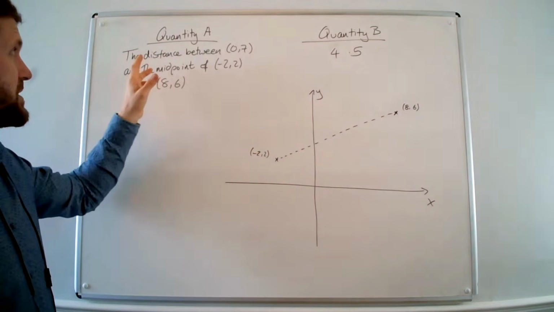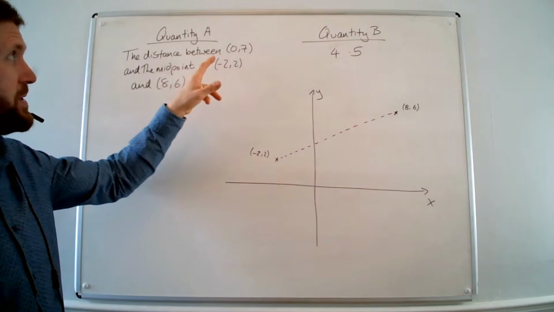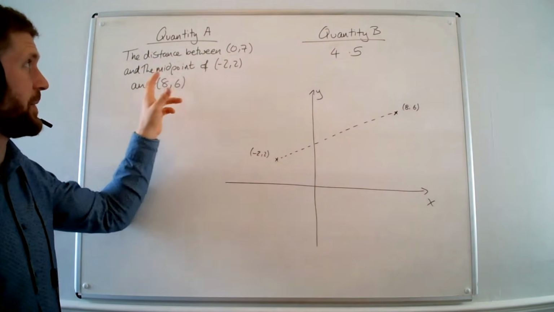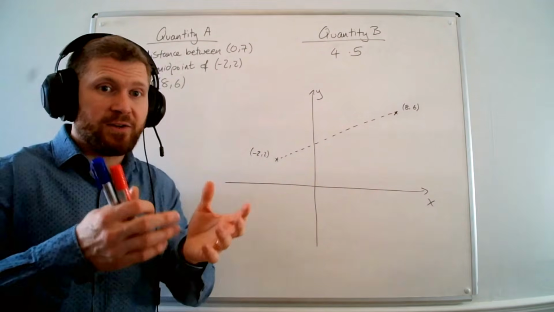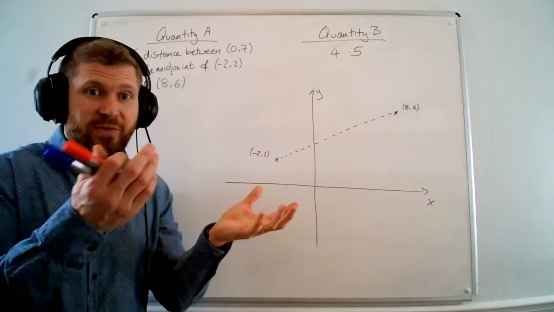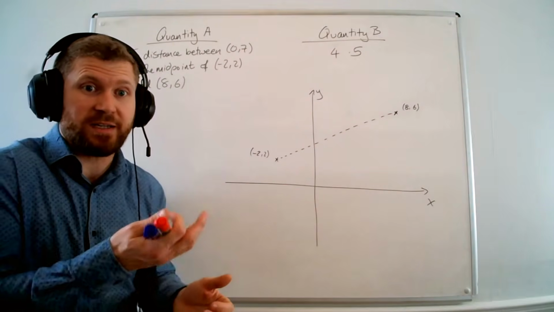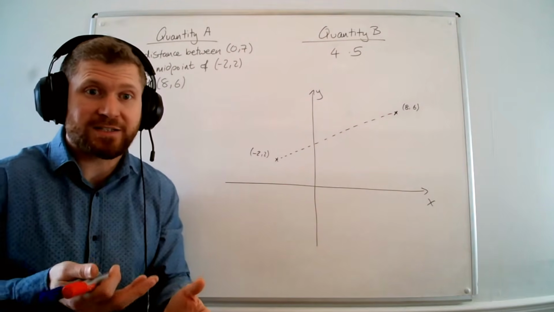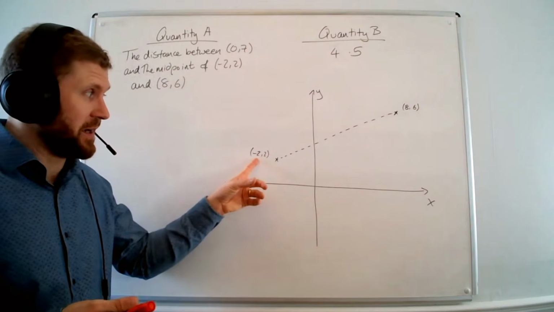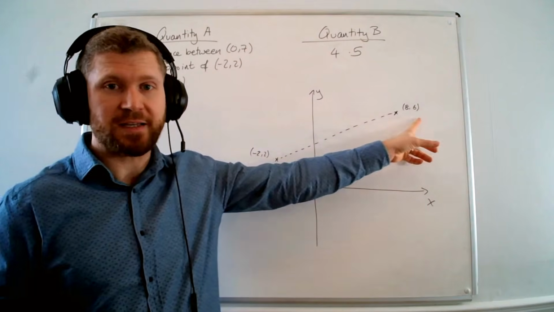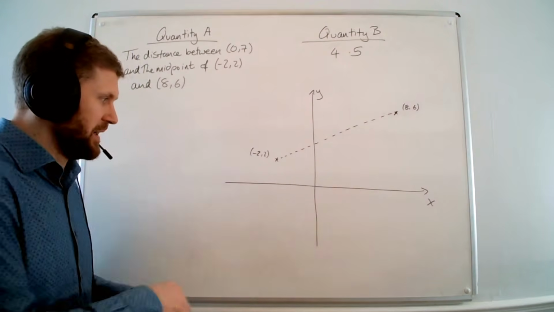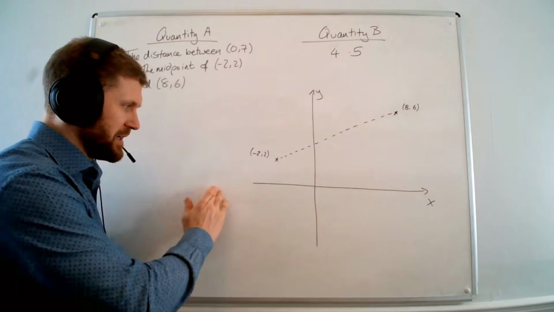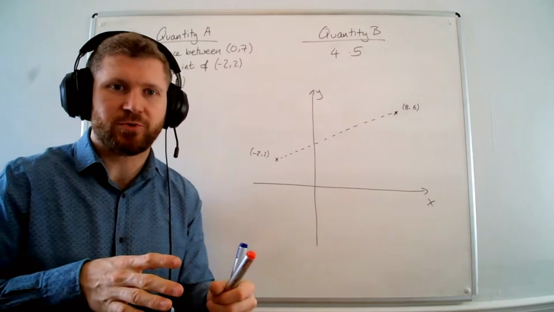So quantity A says we're looking for the distance between (0, 7) and the midpoint of (-2, 2) and (8, 6). So in order to find the distance between (0, 7) and this midpoint, the first thing I need to do is find this midpoint. So that's the bit that I'm going to focus on first. And I've got (-2, 2) and (8, 6) drawn up here on this set of axes so that we can work over here. Now, there's two ways that I would go about finding the midpoint between two coordinates.